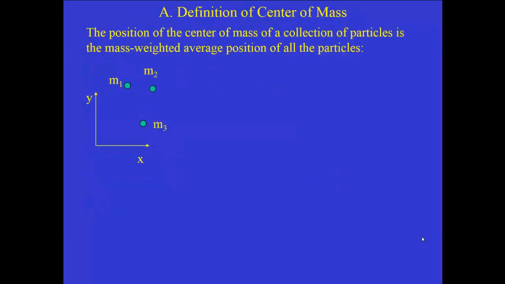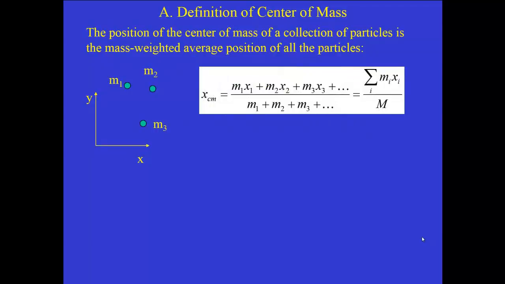So the definition of a center of mass, if you have a collection of particles that all form one system, is that it's the mass weighted average position of all the particles. So if we have these three masses, m1, m2, m3, sitting in the xy plane, then we can define the x-coordinate of the center of mass of that three-particle system by taking the x-coordinate of particle 1 multiplied by its mass, the x-coordinate of particle 2 times its mass, and particle 3 its position times its mass, and add those up and then divide by the sum of the masses.